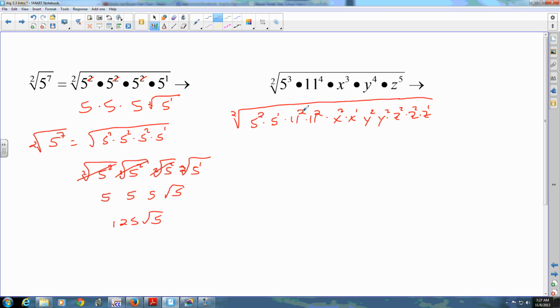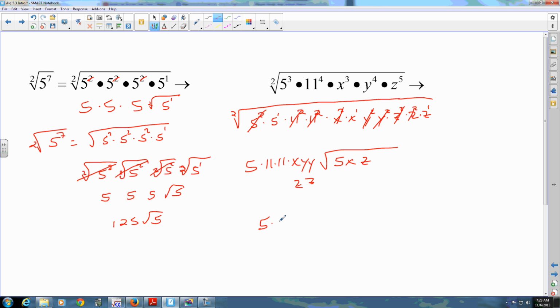Things where the power matches are going to pop out. This one, the power matches, so it pops out as 5. That one's too small, so it's got to stay put. It only has an exponent of 1, so it's got to stay there. Both the 11s come out because their powers match. This one's going to pop out. That one's got to stay put. Both of these come out. And both those z's come out. But this z has to stay behind.